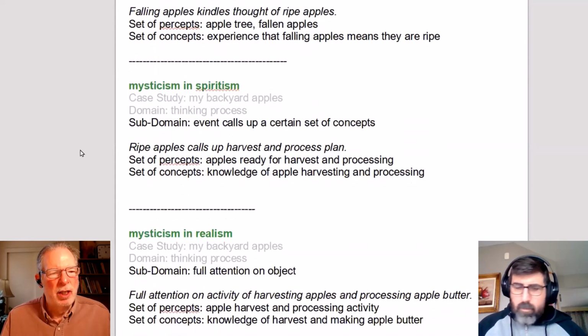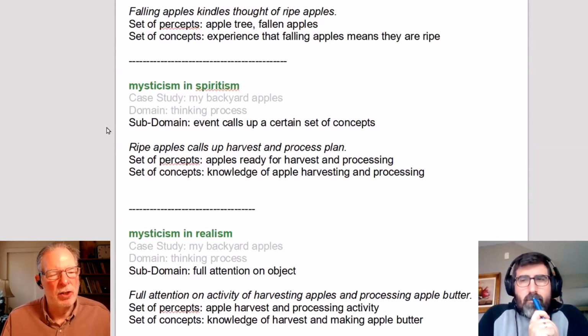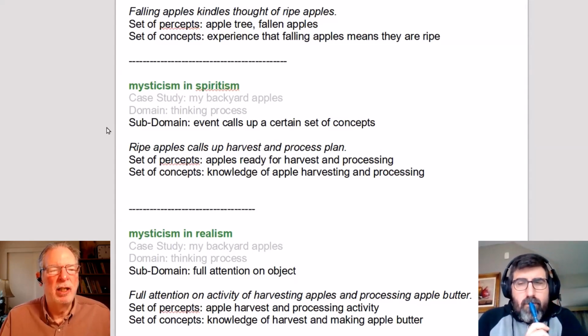Then the next one, mysticism and spiritism. The subdomain, which is the aspect of thinking. So you have the main thinking process, then the main subdomain is the aspect of thinking, which here is events call up a certain set of concepts from 3.2. And then I guess you'd call the set of concepts another subdomain. In fact, I didn't come up with a name for that.